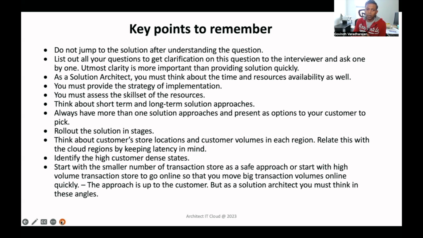And also think about the store location. In this case, this is an online store strategy. They wanted to move everything from in person to online. So you must know some details about the customer volume, which region has high customer availability, and which region has very low customer availability. Always ask these questions, to keep in mind that this can be helpful while answering or picking the region for providing the cloud migration solutions.